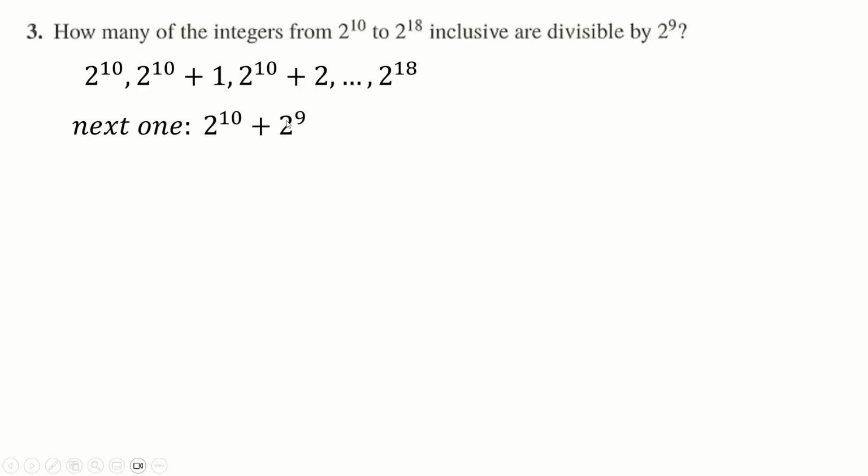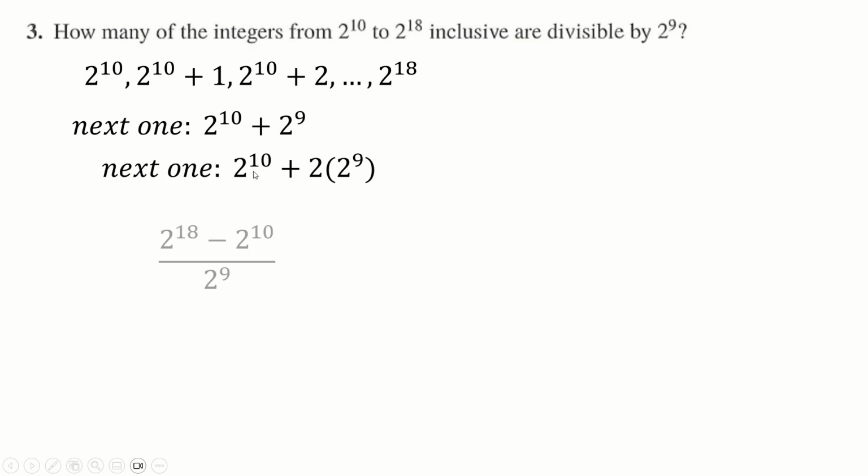So we're going to add the number we're looking for here. That's going to be the next one. And the next one will be 2 to the power 10 plus 2 lots of 2 to the power 9. So what I'm going to ask here is how many 2 to the power 9s are there between 2 to the power 10 and 2 to the power 18? And to do that, I can find the difference between 2 to the power 18 and 2 to the power 10, and then just divide by 2 to the power 9.